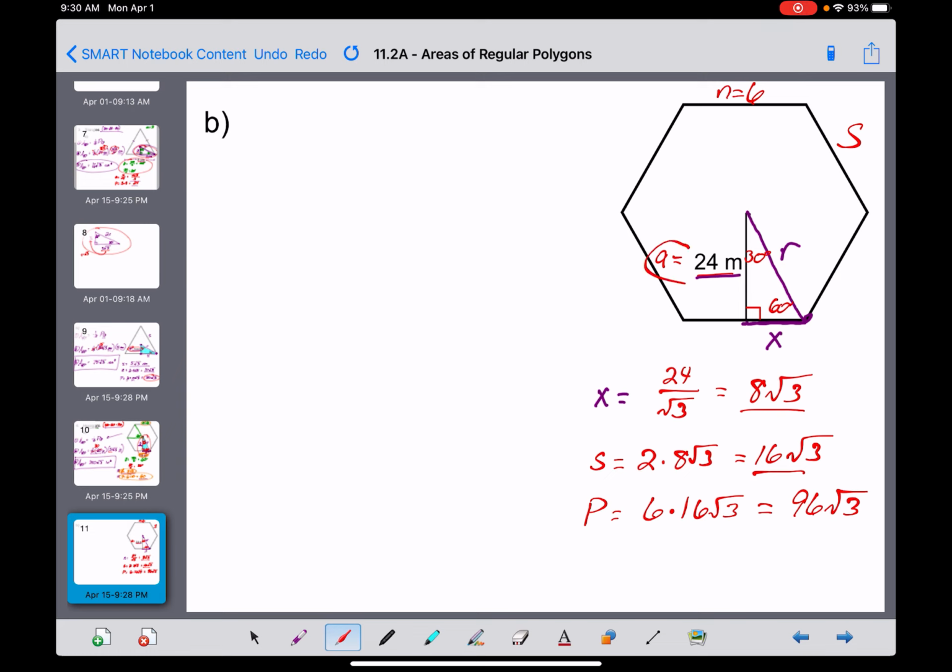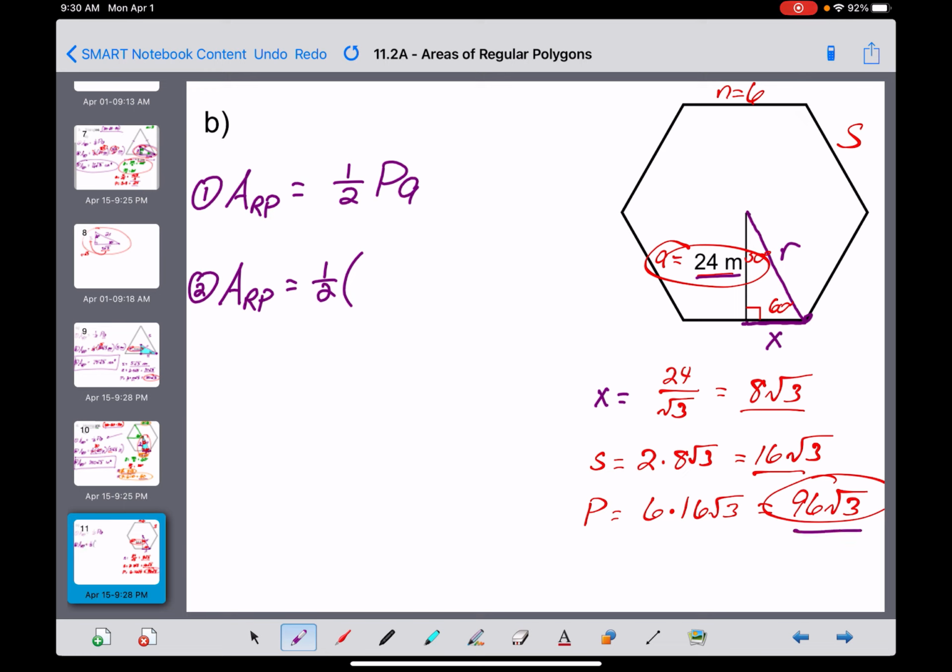Okay, so there's the apothem, 24 meters. Here's the perimeter. That should be everything that we need. Area of a regular polygon is 1/2 times perimeter times apothem. So let's fill in what we know here, guys. 1/2 times the perimeter we just came up with of 96 root 3. Everything is in meters. This is apparently a very large hexagon. And then our apothem, 24 meters. Whew, we're dealing with some big numbers here, guys. So let's put them all together now.